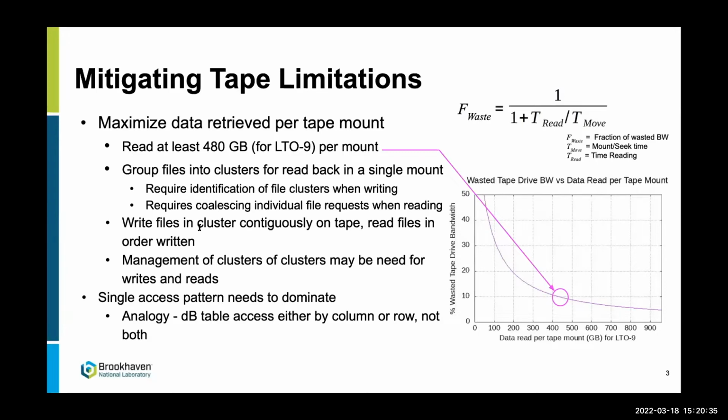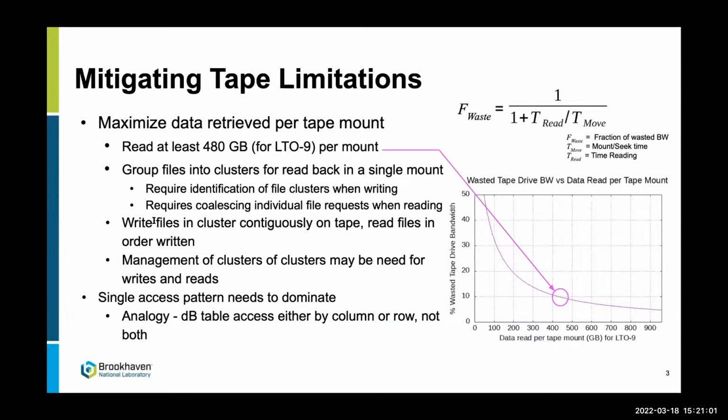Now, one of the issues here is if your files happen to be small and your file clusters happen to be small, then you would need to go even higher into higher level groupings, as in clusters of clusters, right? In order to achieve a data retrieval of over 480 gigabytes per tape mount, right?